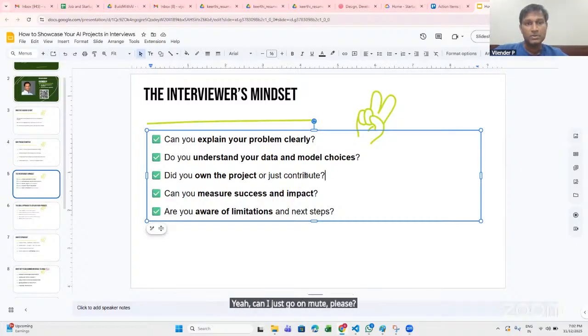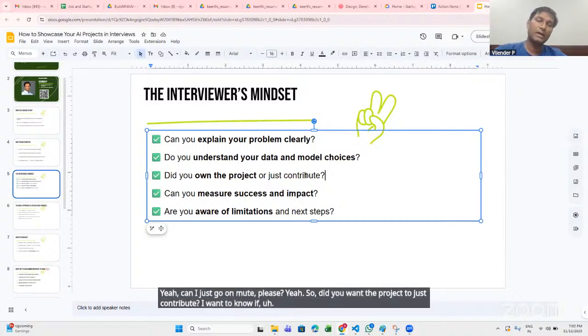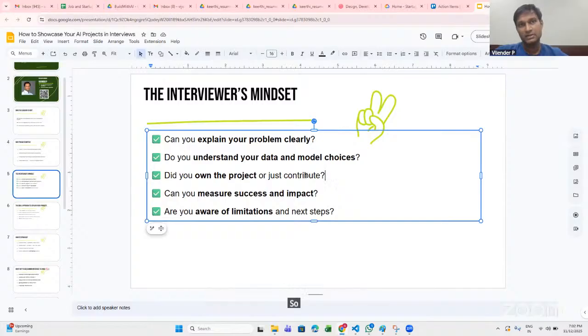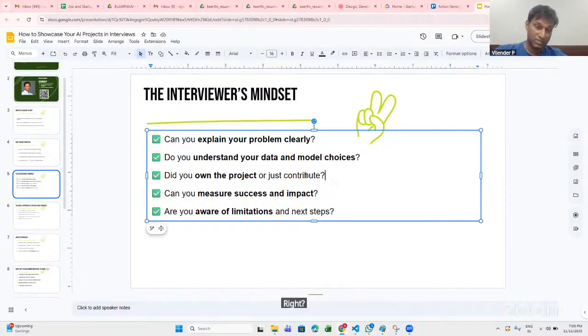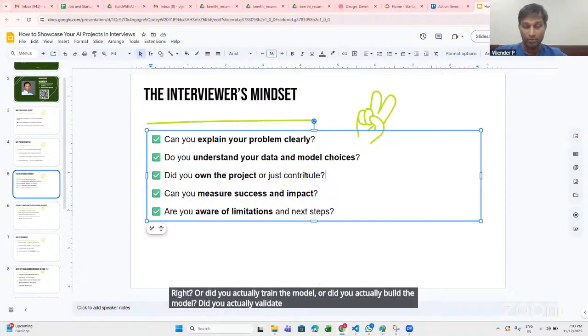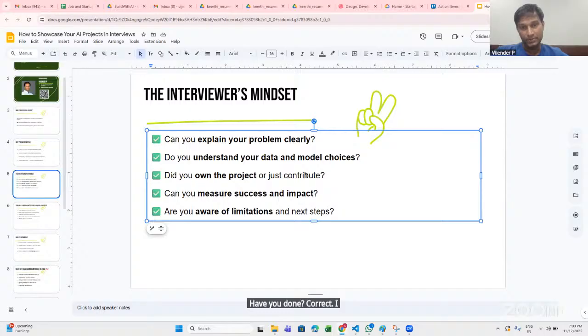So, did you own the project or just contribute? I want to know what your role in that project was. If it is a 25-member team and you just did the data pre-processing part of it, or did you actually train the model? Or did you actually build the model? Did you actually validate it? Did you deploy it? What stage of it have you done? Correct. I want to know that.